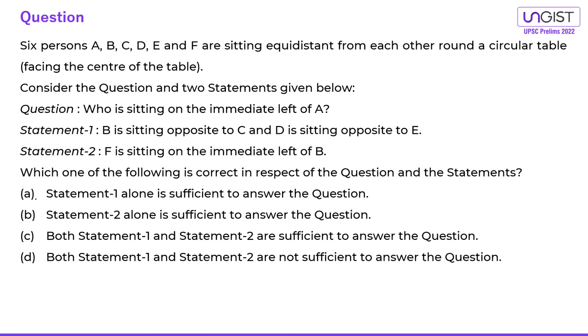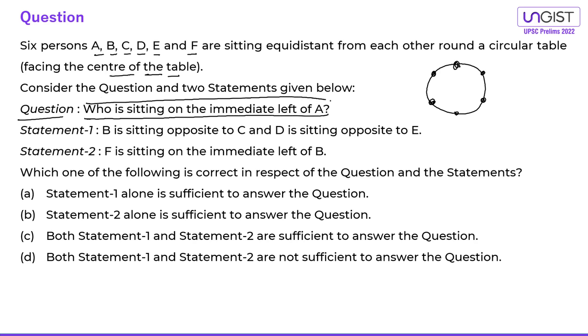Next question: 6 persons A, B, C, D, E, and F are sitting equidistant from each other round a circular table facing the center of the table. So there are 6 persons, they are like this. The question is: who is sitting on the immediate left of A?